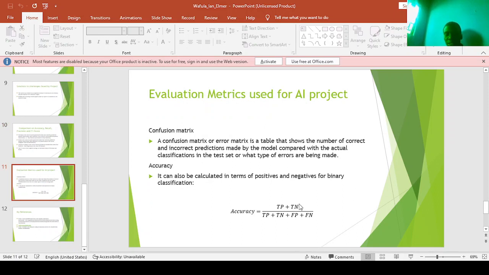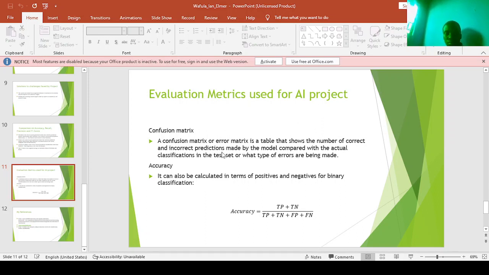The evaluation metrics I used for the project include the confusion matrix. With this confusion matrix, we'll be able to show the correct and incorrect predictions made by the model, and we compare them with the actual classifications in the test, or what type of errors are being made.